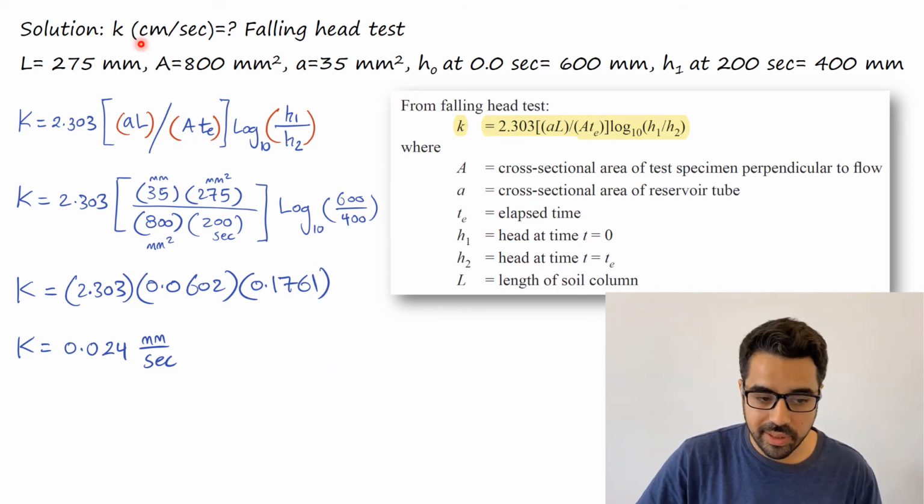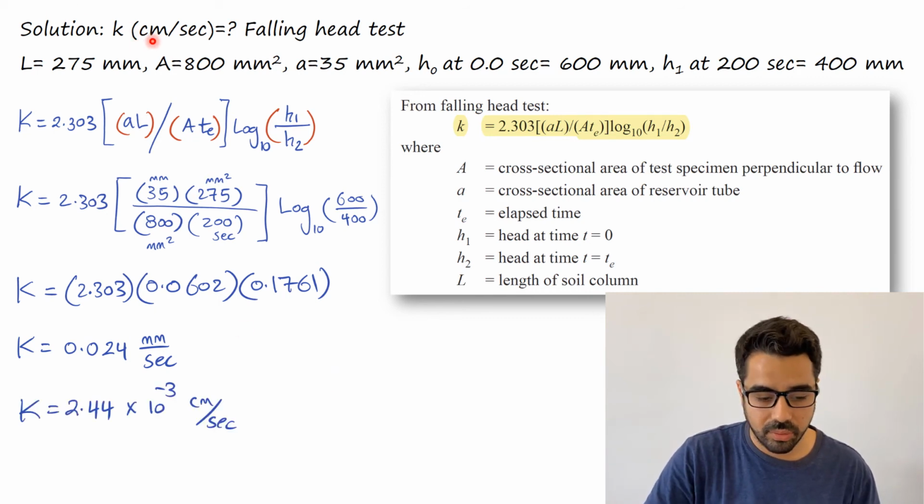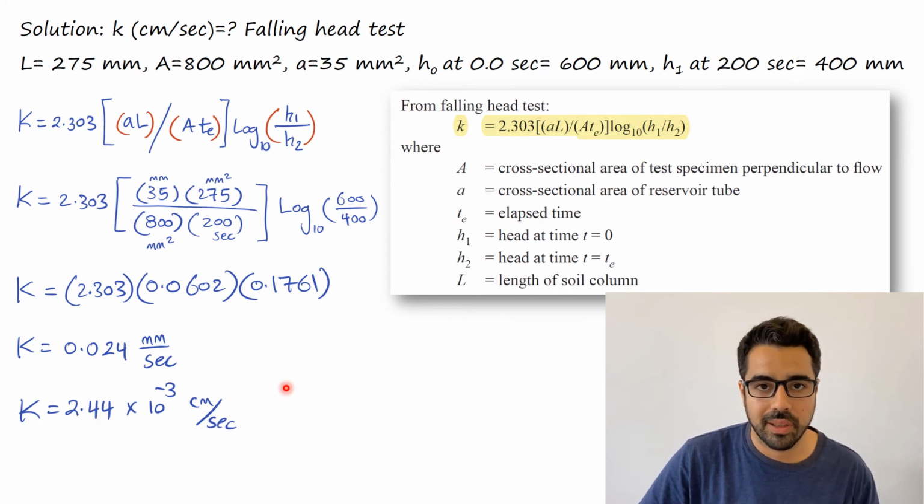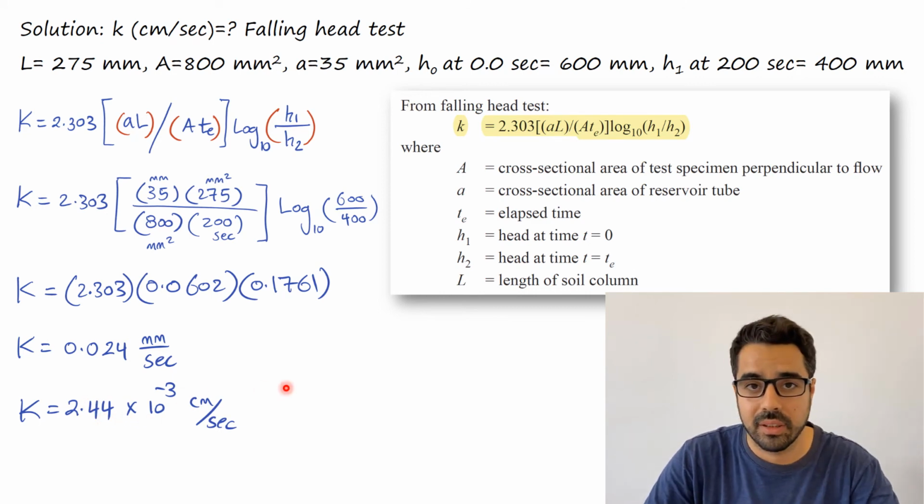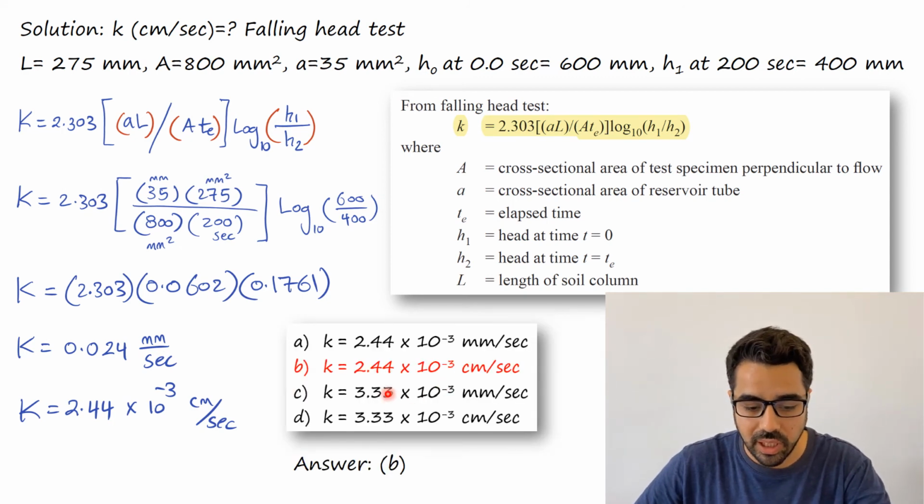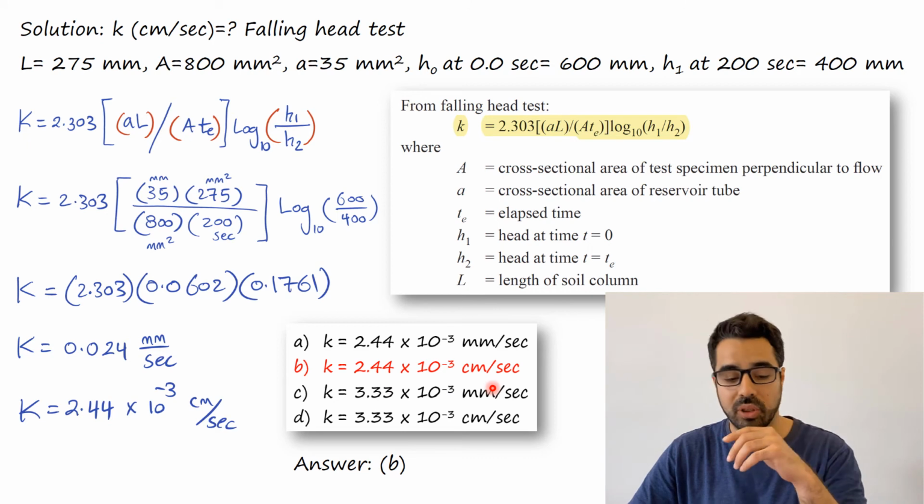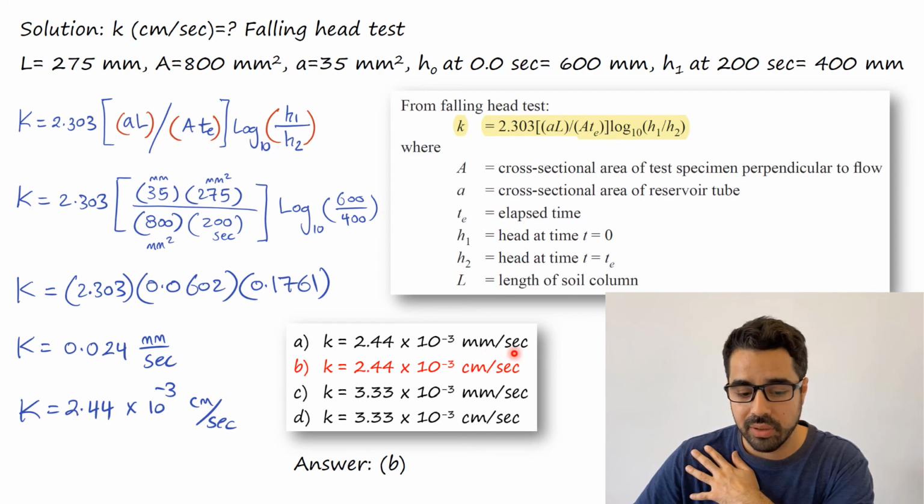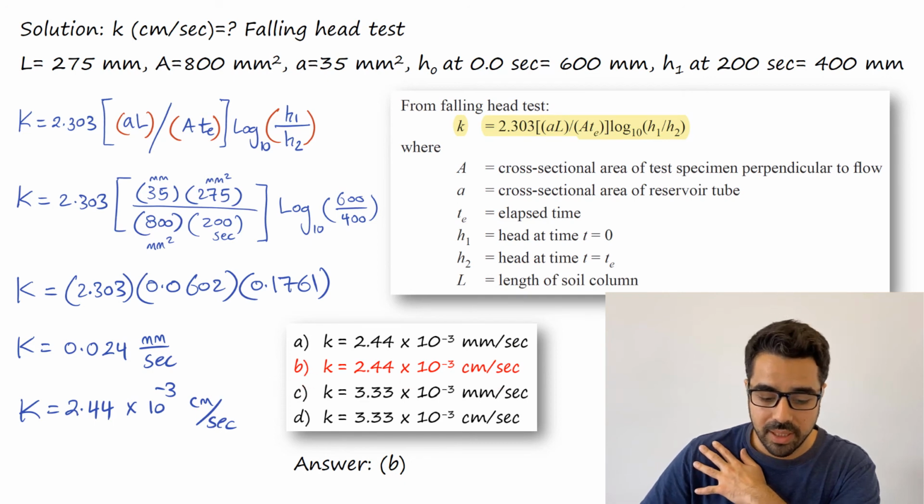And we need to pay attention. We're looking for centimeters, so we convert that. It's going to be 2.44 times 10 to the power minus 3. We just divide that by 10 to convert from millimeter to centimeter. So that's going to give us basically option B. Also, one more thing, please pay attention to the units. Look at option A, it's the exact right number, but the units are wrong, in millimeter per second. Here we're looking for centimeter per second, so that's why it's option B.